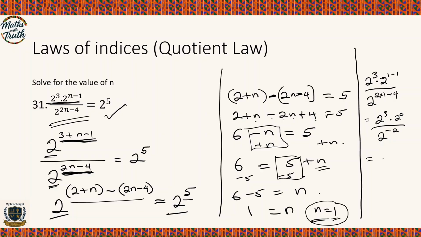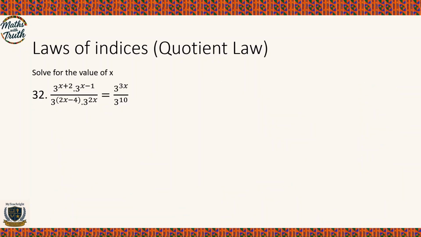Now we can apply the quotient law of indices, can't we? We have 2 exponent 3 minus, watch out, minus 2, which then gives you 2 exponent 5. And that is what we have here. And so our answer is correct. Let's go to example 32. I will recommend you pause and then solve this one.